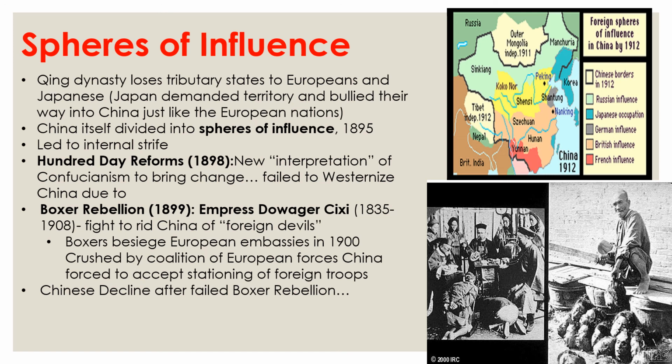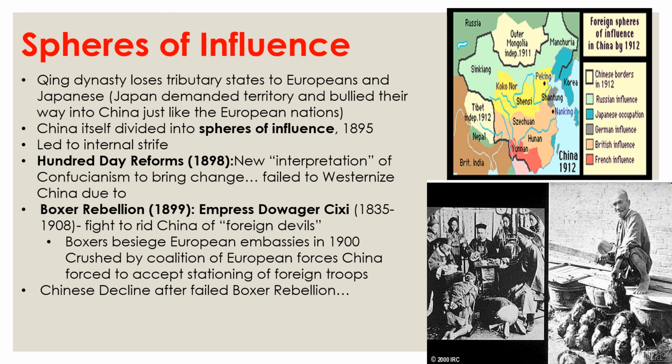The European nations that had spheres of influence in China responded by sending armies in to crush the Boxer Rebellion. So a coalition of European forces was sent into China, and China was forced once again to accept the stationing of foreign troops in their territories. Once again, unequal treaties, and once again, the foreign nations will have a lot of dominance in China.